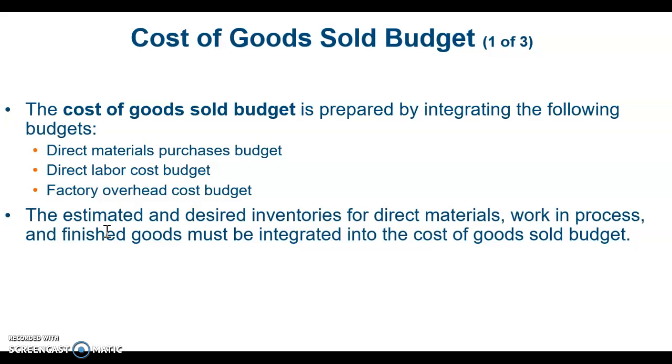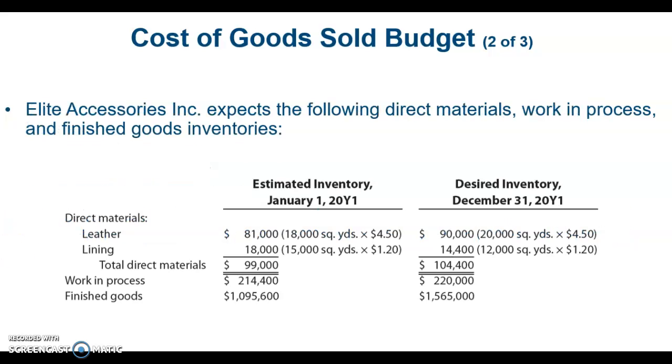And then we need to know estimated and desired inventory for all of those items. Then they will be integrated into the cost of goods sold budget. So let's see what that looks like. We have direct material here. We have work in process, or our beginning inventory, and finished goods. So there is our beginning inventory, and we also have the same information for our desired ending inventory.